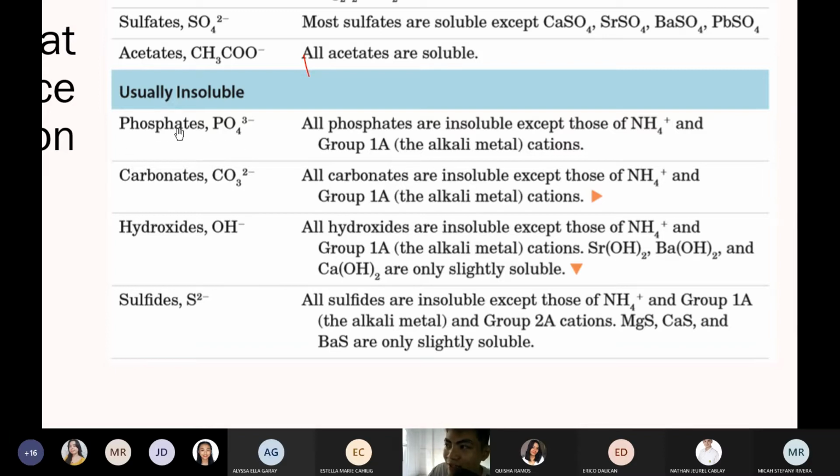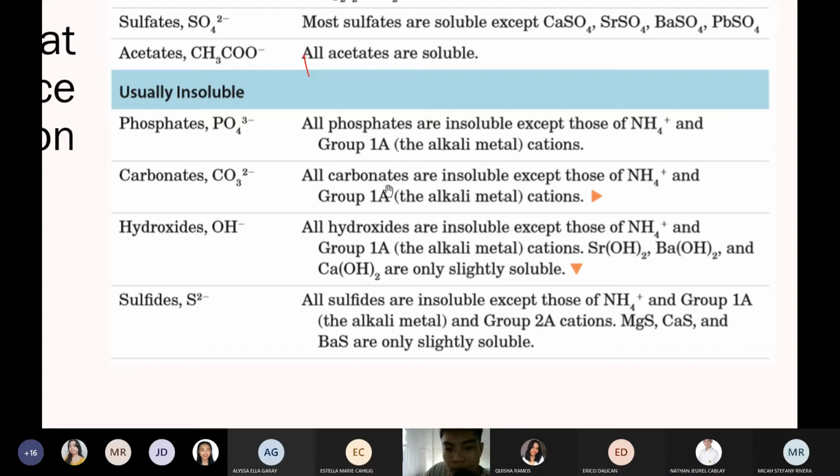Okay? So, yan. So, ano sabi dito? Let's read. Phosphates. Sabi, phosphates are usually insoluble, except when they are paired with ammonium and group 1 alkali metal. Kasi again, sabi kanina, ammonium and group 1 metals are always soluble. Okay? So, when you partner it with phosphates, they will be soluble. Okay? However, when you partner your phosphate with other metals, other cations, dun sila magiging precipitate. Okay? Carbonate. Ang sabi dito, all carbonate are insoluble except ammonium and group 1 cations. Okay?